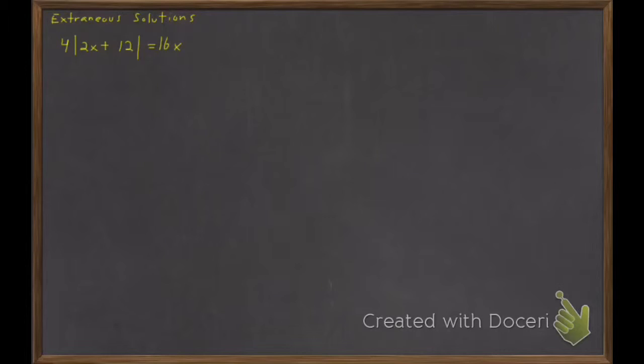Well, to show that, we use the equation 4 times the absolute value of x plus 2, close the absolute value sign, equals 16x. From our rules, we know that before we can split the absolute value into two separate equations, it needs to stand alone. So in order to stand alone, we need to divide by 4, and whatever we do on the left-hand side, we have to do on the right-hand side. And we get the absolute value of 2x plus 12 is equal to 4x.